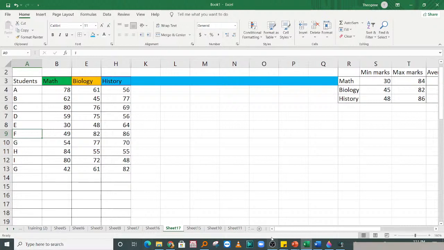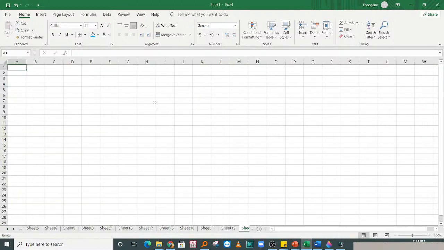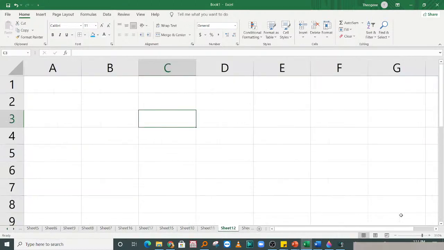So let's move to the next thing, which is called what-if. What if I change this, what would be the result? If I change this, what would be the result? For example, which example?